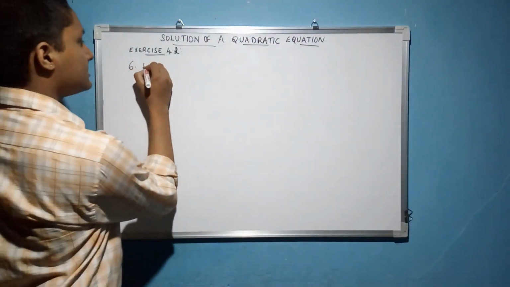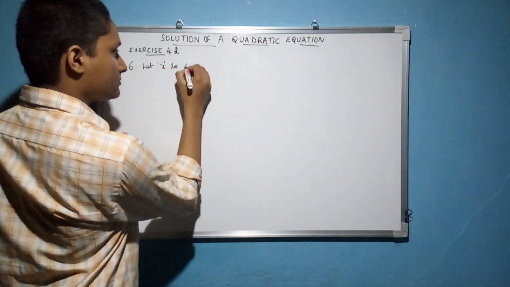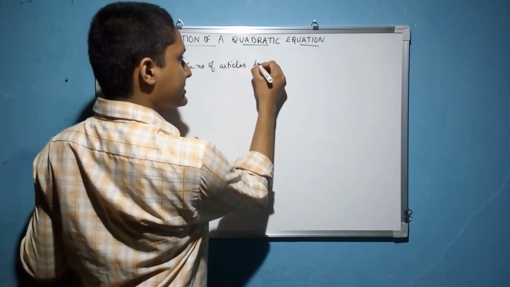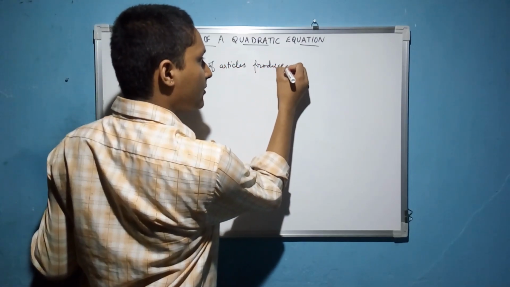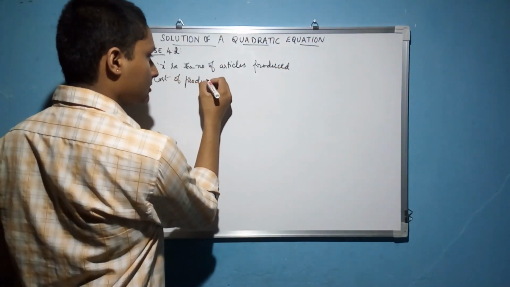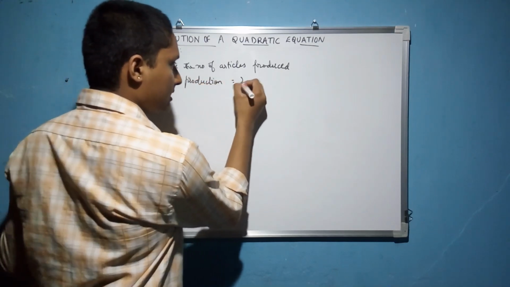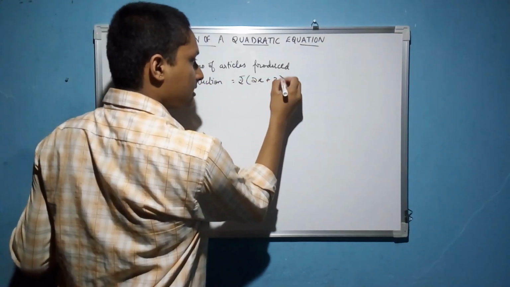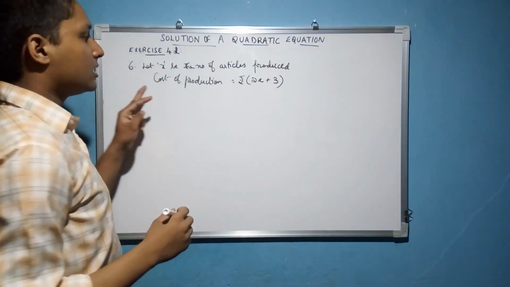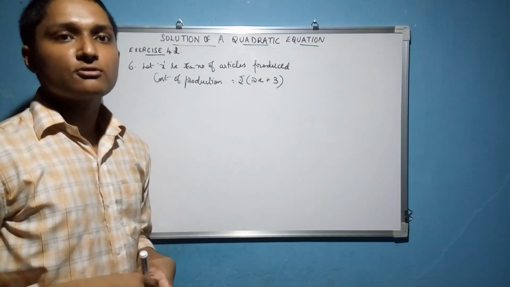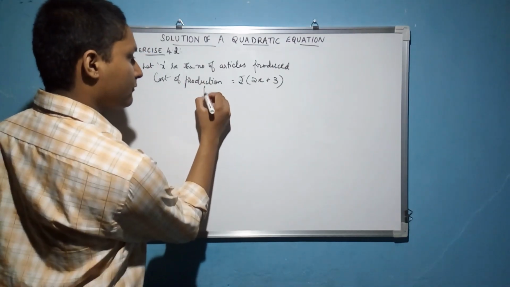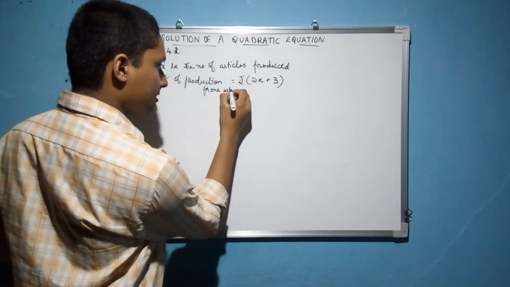So we need to consider, let x be the number of articles produced. We found the number of articles produced. So it is given that the cost of production is going to be rupees 2x plus 3, because it is 3 more than twice the number of articles produced per day. So now we are going to consider what is this? The total cost of production of all the articles. The cost of production for one article, right? For one article is going to be like this.